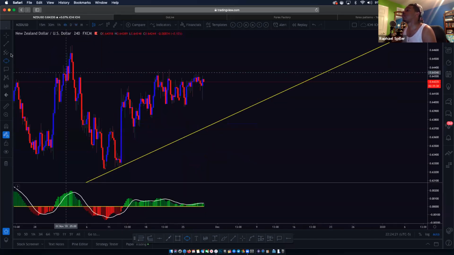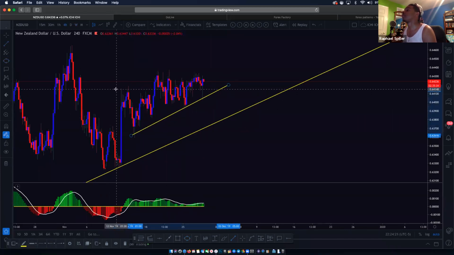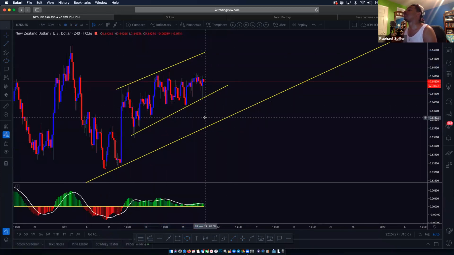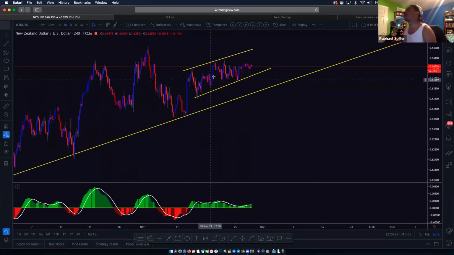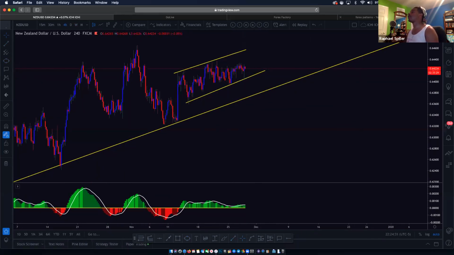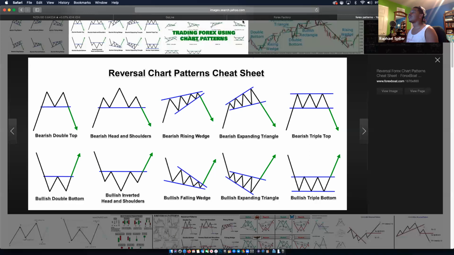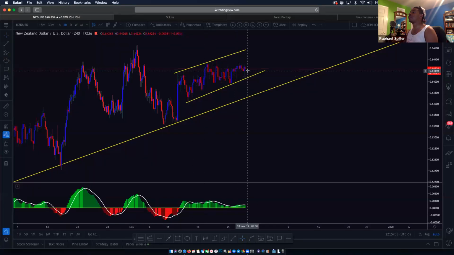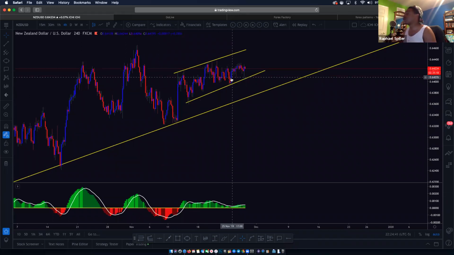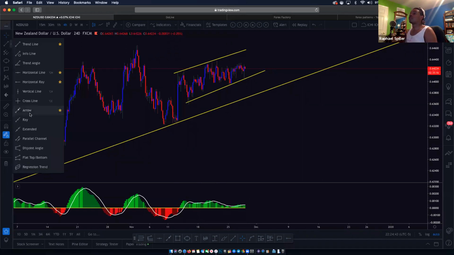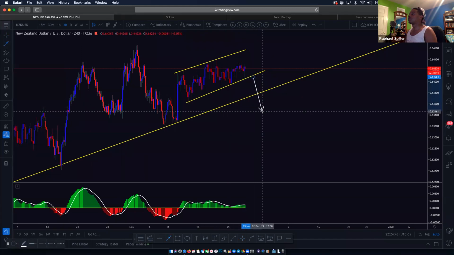All right, so I'm on the 4-hour. What I first see is, like I just showed you guys, this pattern. We see it all the time in the market. It's the same thing, just a little bit wider. It could be a channel, a wedge, doesn't matter. It's consolidating and it's slanting, right? So we know that this is going to come down eventually, right?